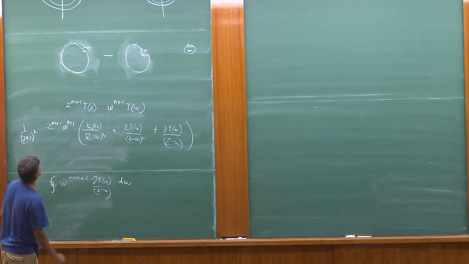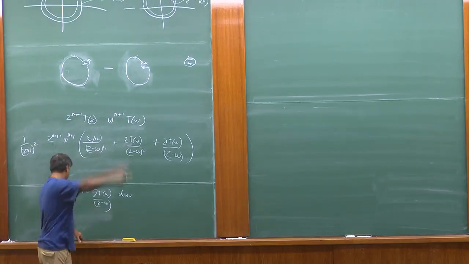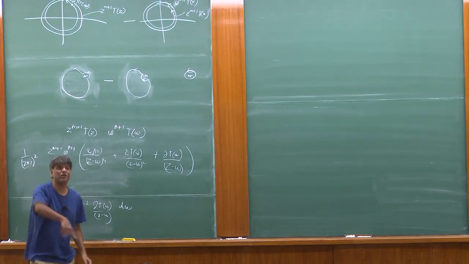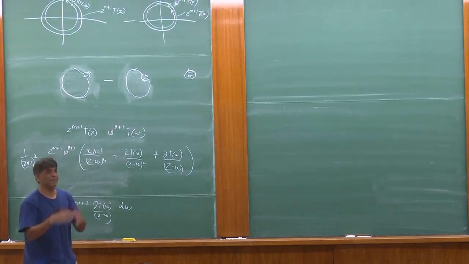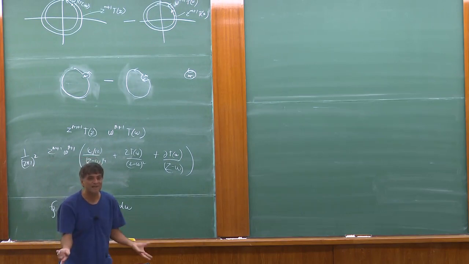Integration over w, z, now let me remember which was z. Z was the outer guy, right? So I've done the integral over z. I've picked out the pole. What remains is the integral over w.